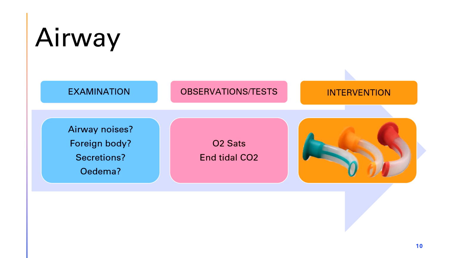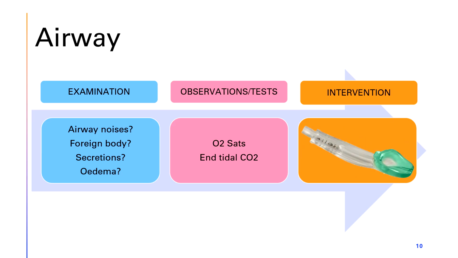So we may need to use an oropharyngeal or Guedel airway. If this also isn't sufficient, we can then think about an LMA or I-gel airway, which can have a bag valve mask attached. And ultimately, our only definitive airway is an endotracheal tube, which would be put in by anaesthetics. And that concludes our airway assessment.